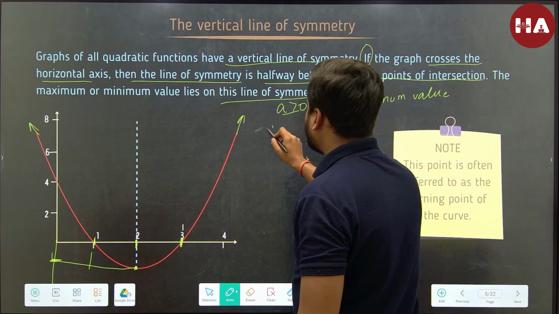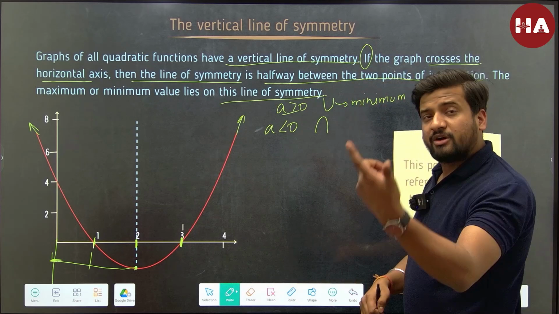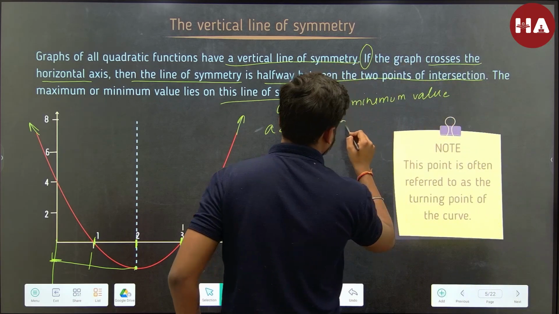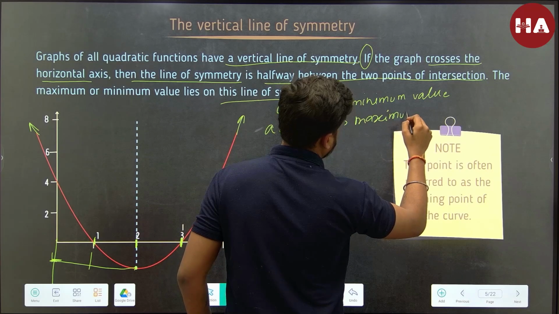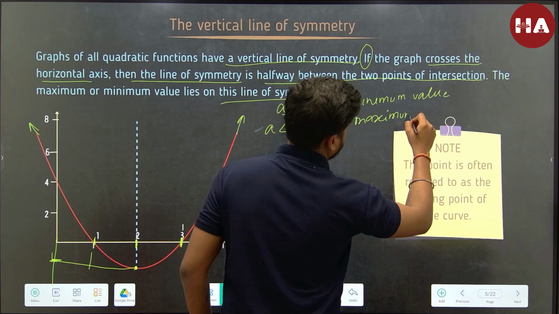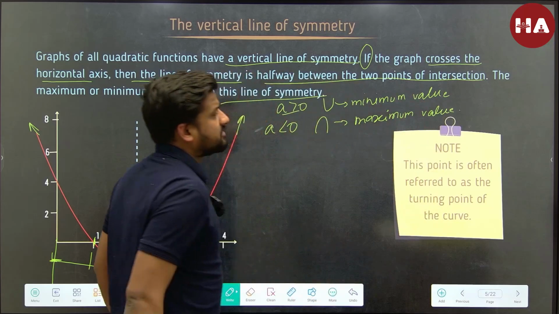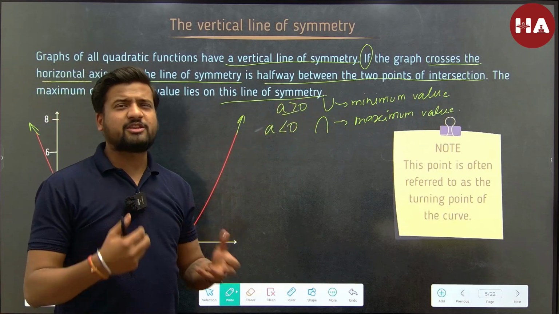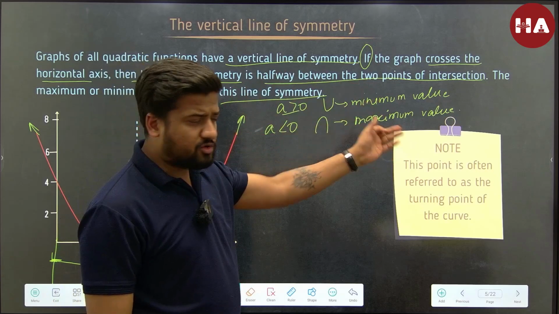When a is less than 0, my graph will be something like this, an inverted U, and I'll always have a maximum value. Please do remember this. It is a very small thing, but we need to remember it. All right, now what does the note say?